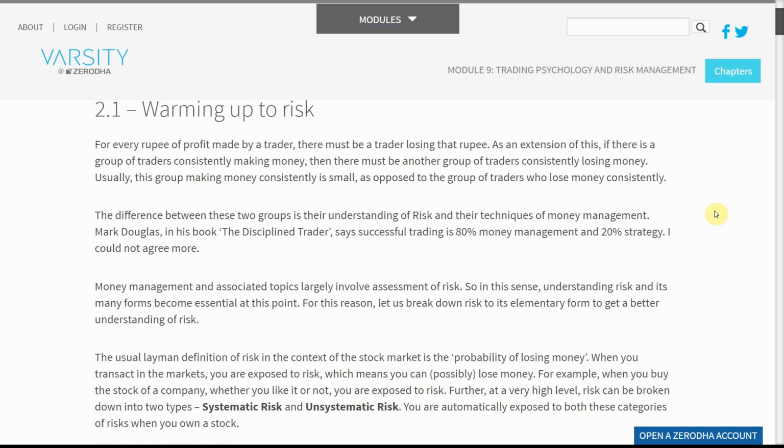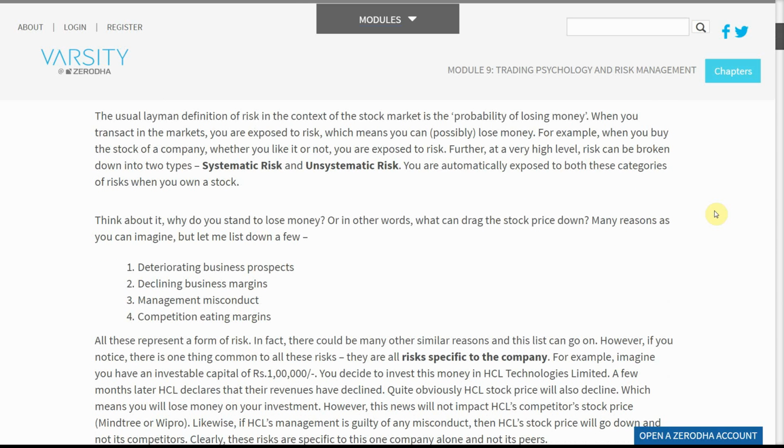The usual layman definition of risk in the context of the stock market is the probability of losing money. When you transact in the markets, you are exposed to risk, which means you can possibly lose money. For example, when you buy the stock of a company, whether you like it or not, you are exposed to risk. Further, at a very high level, risk can be broken down into two types: systematic risk and unsystematic risk. You are automatically exposed to both these categories of risks when you own a stock.